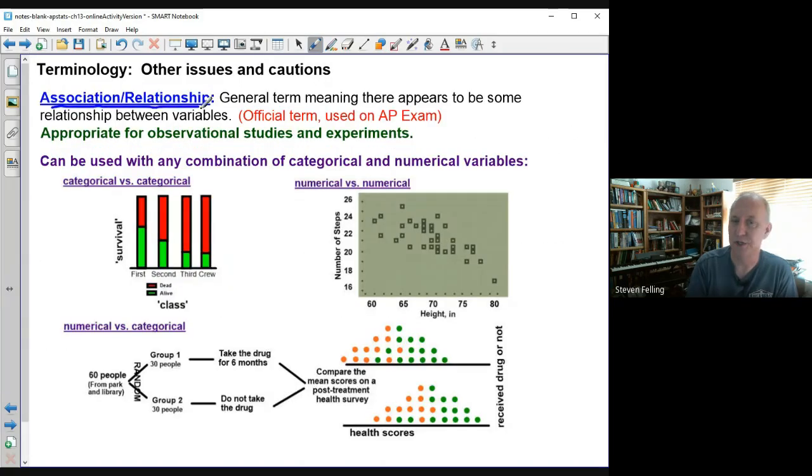The words association and relationship, we know that that's the general term. They do use that on the AP exam.